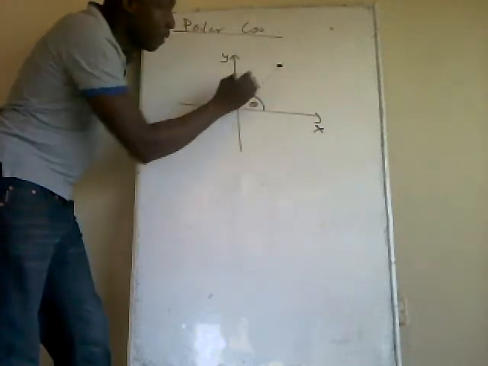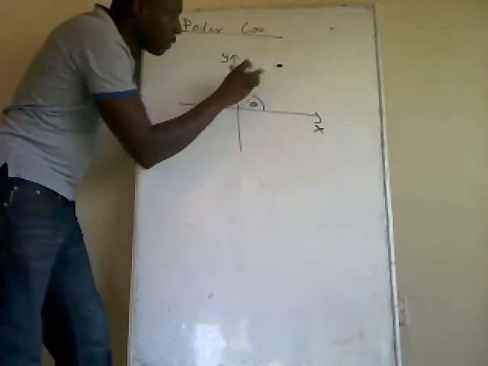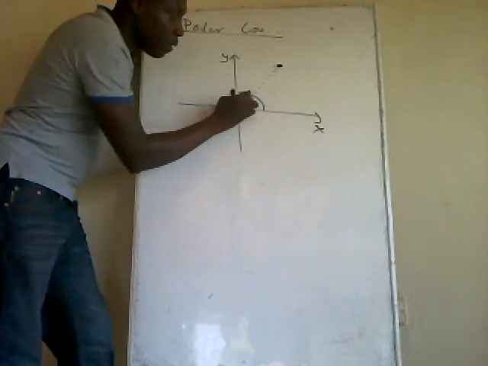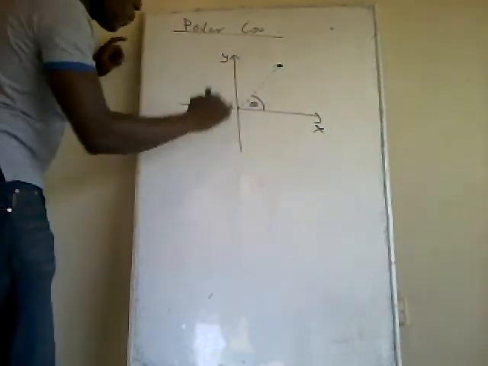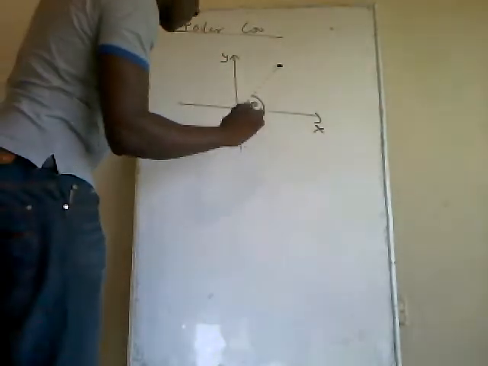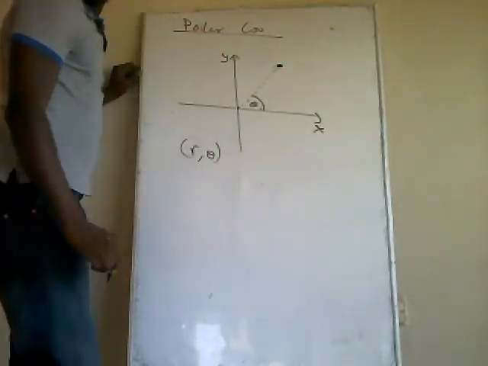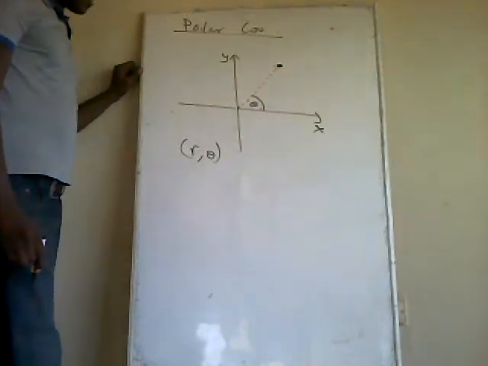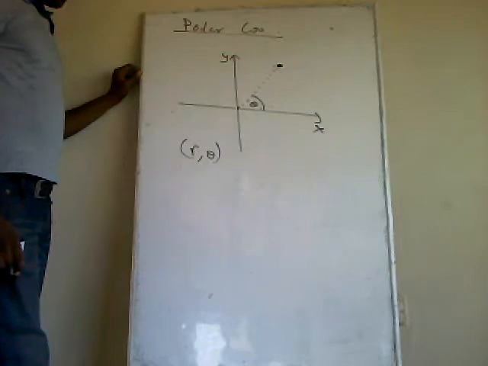Let me take that one again. Project or draw a line from the point to the origin, measure the angle and the distance, and we'll get to the point. So the polar coordinate is characterized by r and theta.